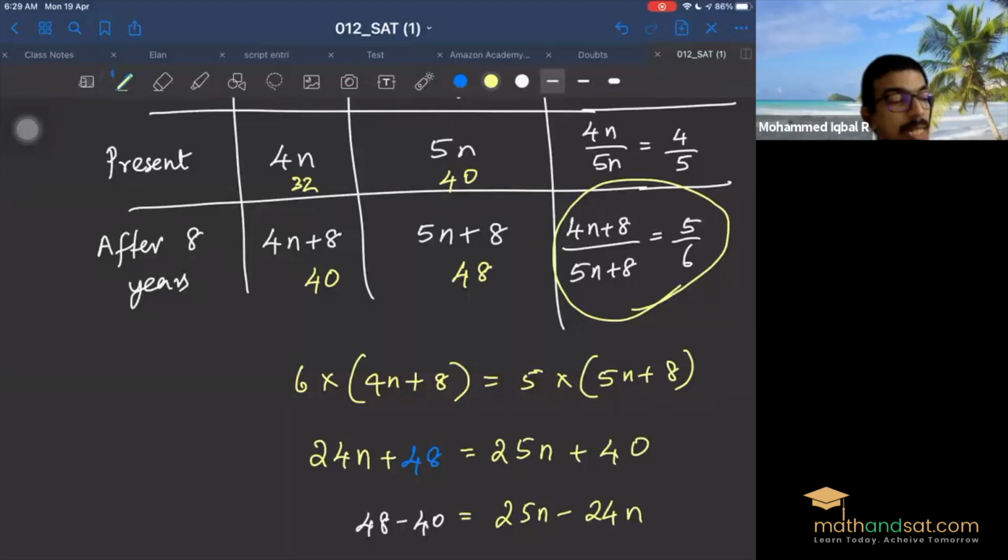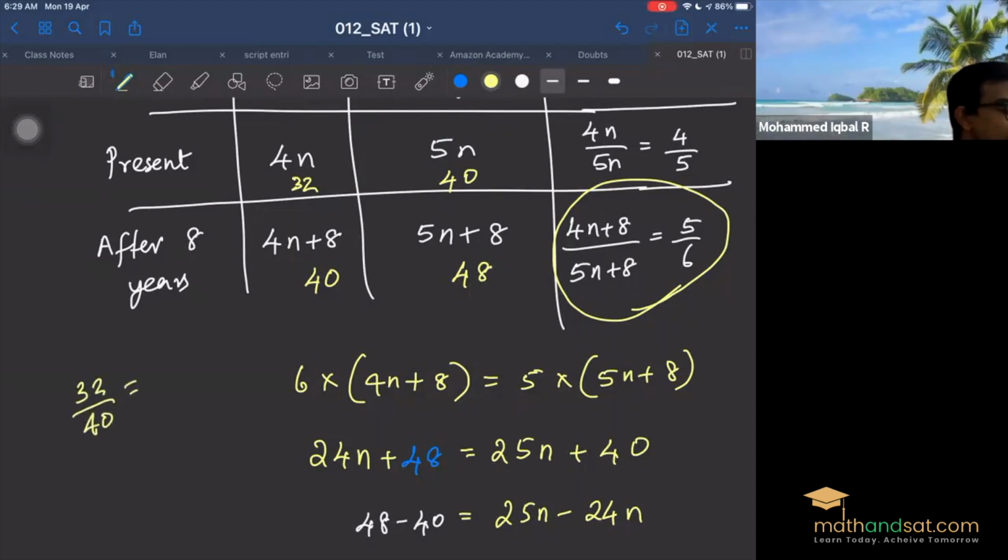So their present ages are 32 and 40. After 8 years, their ages will be 40 and 48. The current ratio of their ages, 32 to 40, is 4:5. And after 8 years, their ages will be in the ratio of 40:48, which is going to be 5:6.